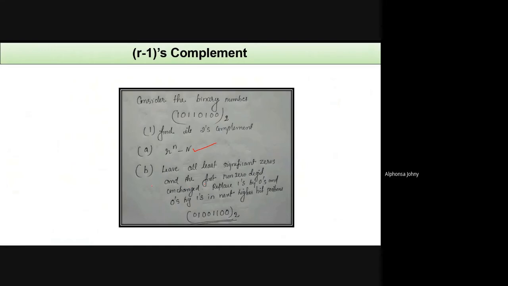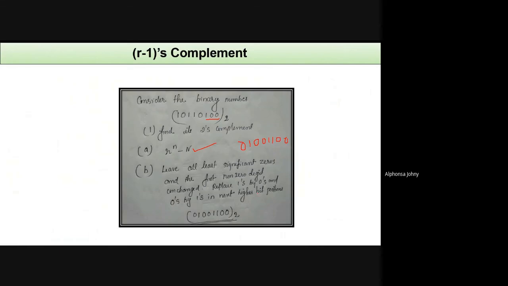The next method is the shortcut method that we discussed during the r's complement lecture. That is, leave all the least significant zeros and the first one unchanged. We have to keep these three bits unchanged, so the answer will become 0 0 1. Then we have to replace ones by zeros and zeros by ones. So 0 is replaced with 1, 1 is replaced with 0, then again a 1 comes, that is replaced with 0, then 0 comes, that is replaced with 1, and 1 is replaced with 0. Therefore the answer is 0 1 0 0 1 1 0 to the base 2.